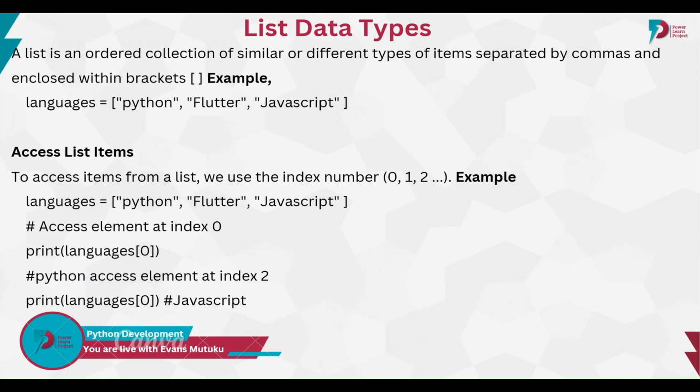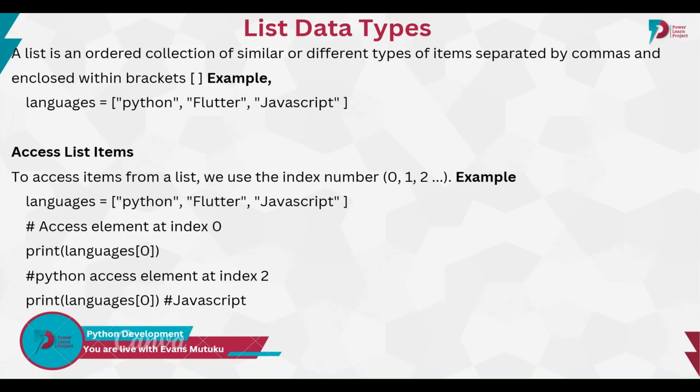We have another data type in Python that is called the list type. This is how you differentiate a list type. The first thing you have to distinguish is that a list type uses square brackets. A list is an ordered collection of similar or different types that are separated, of course, with a comma.